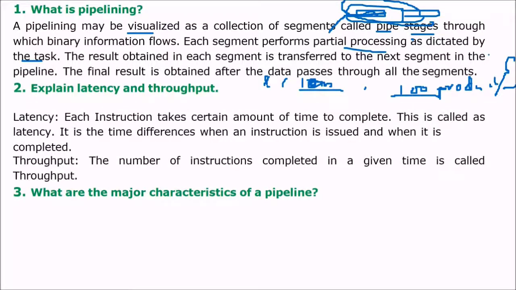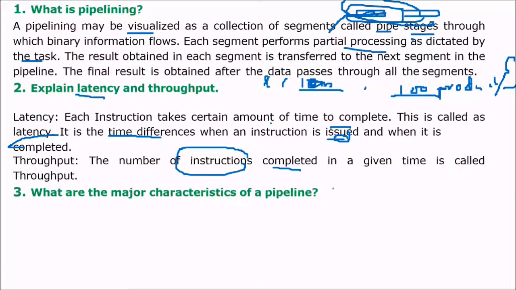Now let us understand in terms of our present subject. Latency: each instruction takes a certain amount of time to complete. This is called latency. It is the time difference between when an instruction is issued and when it is completed. Then comes the throughput. What is throughput? The number of instructions completed in a given time is called throughput.